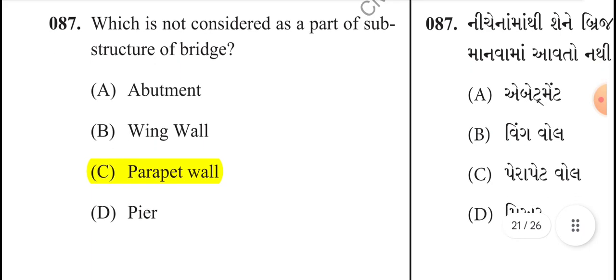Which is not considered as a part of the substructure of a bridge? Abutment, wing wall, parapet wall, pier. The parapet wall is always on top, right?